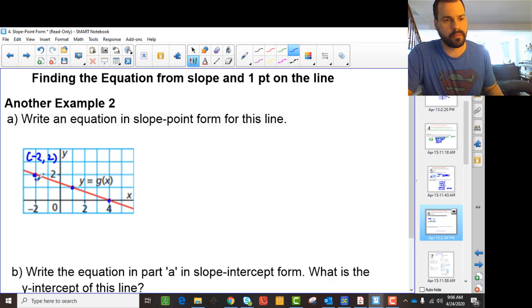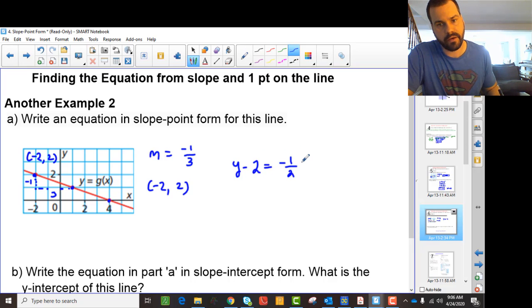And then my slope, I'm going to rise -1 when I run 1, 2, 3. So my slope here is -1/3. And the point that I'm using is -2 and 2. So to write it in slope point form, we're going to go y minus 2 is equal to minus 1/3, not 1/2, onto x plus 2. Again, I'm switching these signs when I put them into the equation.